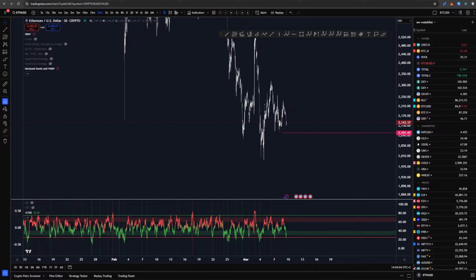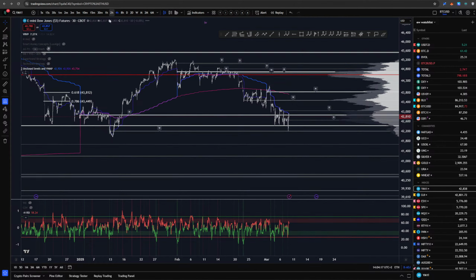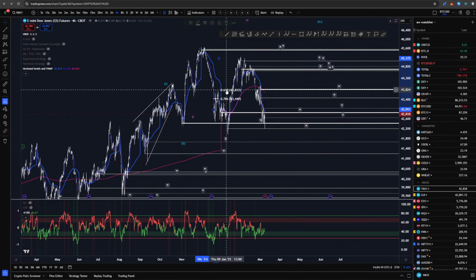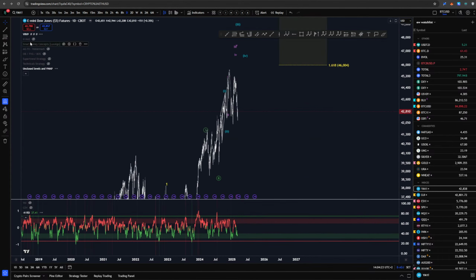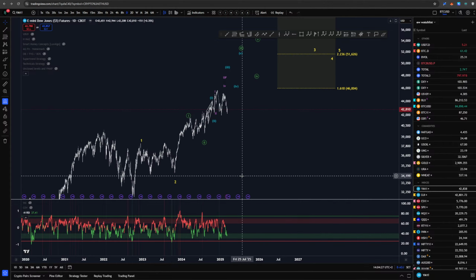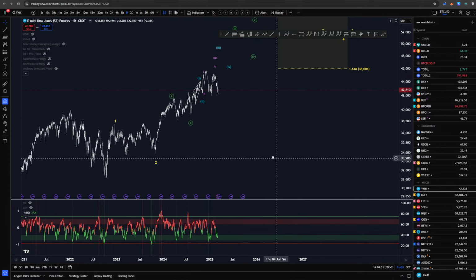So, where's the screen? Here it is. So let's start with the indices first. Let's go to like 4-hour time frame. I haven't updated these in quite a long time, so that's why they are all a bit scuffed. The count and everything. The count that you currently see here is very bullish.